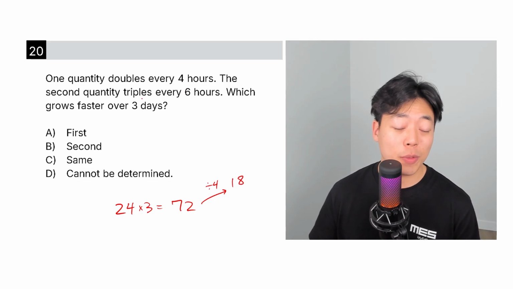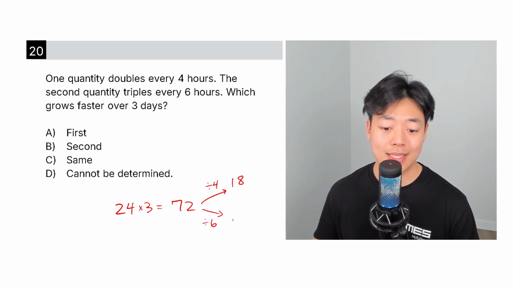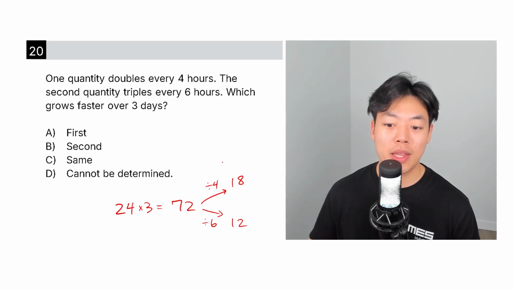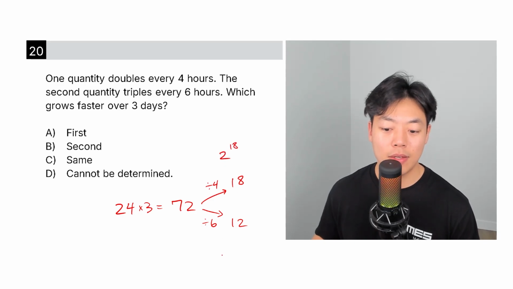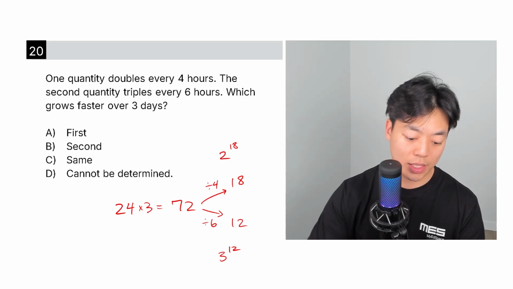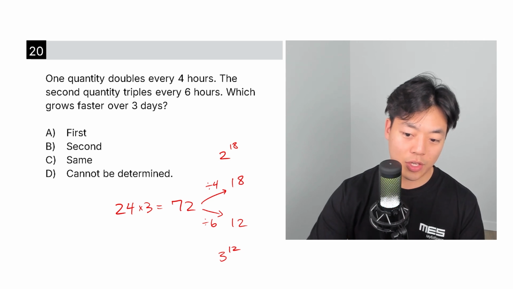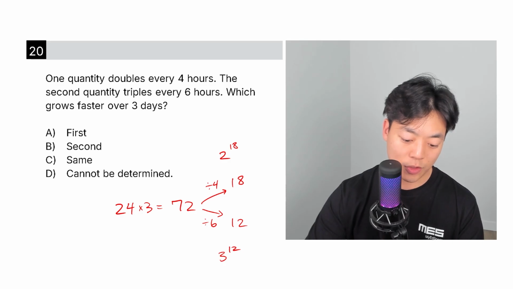The second quantity triples every 6 hours. If we divide 72 by 6, that's just 12. So we're thinking about 2 to the 18th or 3 to the 12th. Let's do that really quickly here. You can use a calculator. You can use the calculator on the screen on the digital SAT. I'm just going to use my phone here.